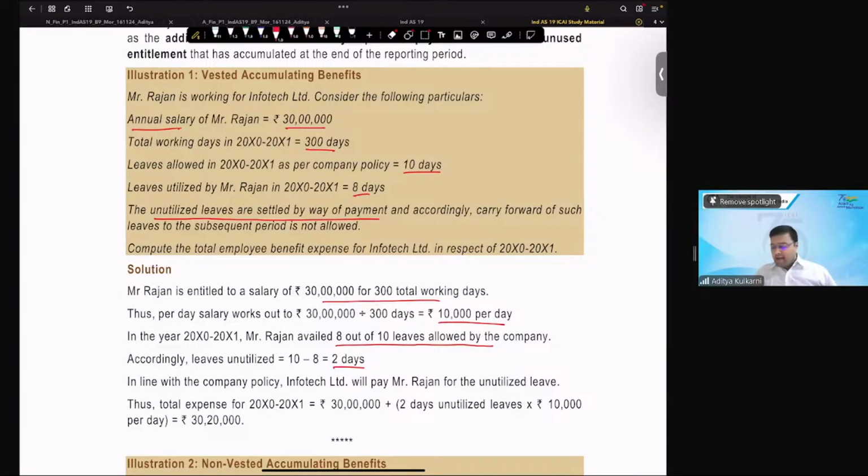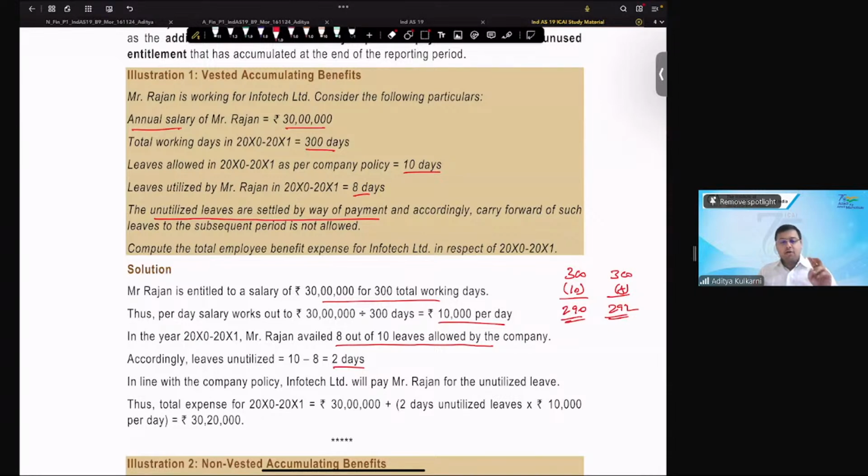That means what has he done? See, he is having total working days of 300. And 10 days he can take the leave. So he has to come for at least 290 days to get the payment of 300. But what this gentleman has done, he has come for 292 days. That means he has worked for 2 days extra.